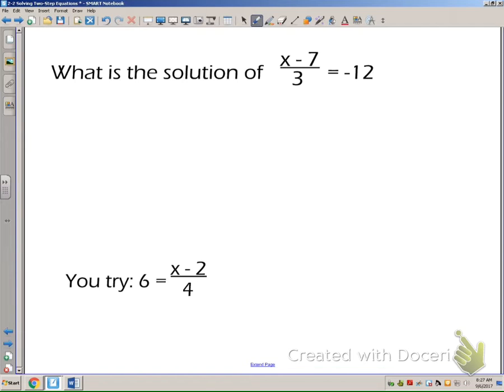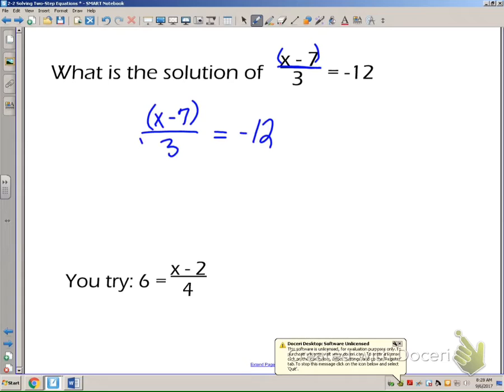Okay, so what is the solution of x minus 7 divided by 3 equals negative 12? Okay, so I always think of this line as being a big grouping symbol. It's kind of like what's up here is in parentheses. So I have x minus 7 all being divided by 3 is equal to negative 12. So I want to get x by itself. And in the previous problems, what we did was we would have added 7 to both sides. But this is different because this time the whole thing is being divided by the 3. So what I need to do first is get rid of that 3 down in the bottom.